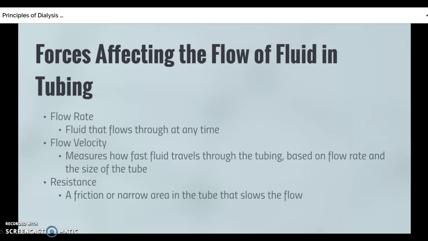There's also resistance. When you think of anything that's going to be narrower, more pressure is going to be there to pull all of that extra blood through. So resistance is a friction or narrow area in the tube that slows the flow. So most of the tubing that you can see on the blood tubing is all going to be the exact same size. There isn't going to be any difference, and there shouldn't be any restriction at all.